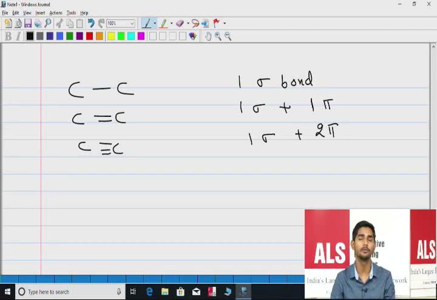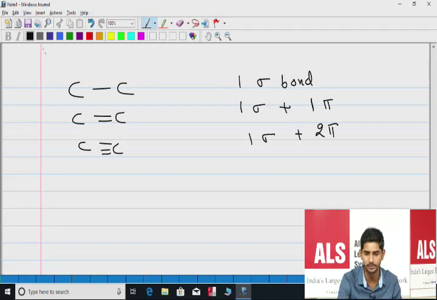We do not have any example where we can see a pi bond with zero sigma bonds. It means a pi bond cannot exist independently. If there is a pi bond, there should be a sigma bond. This is the meaning of point number 5. You have to copy this one, guys, because this is quite important for us.